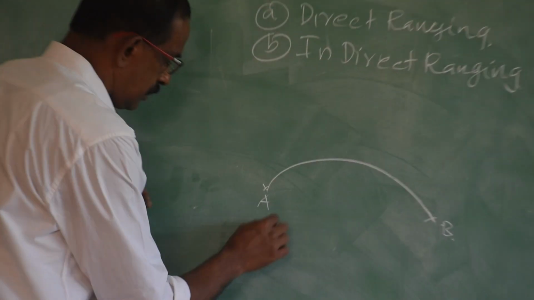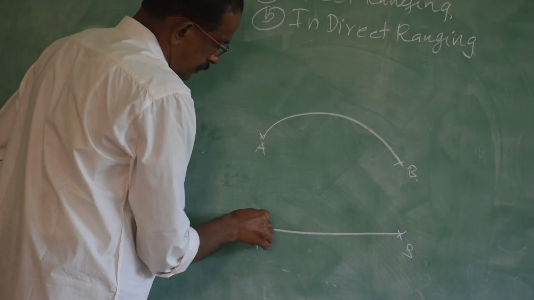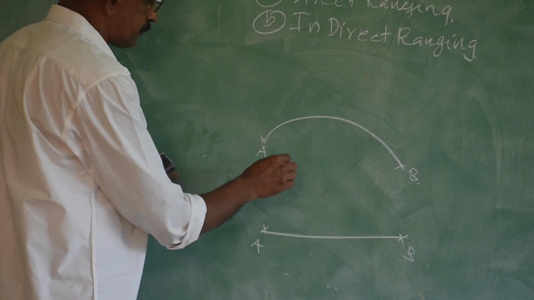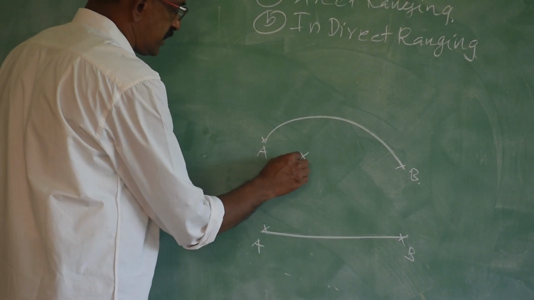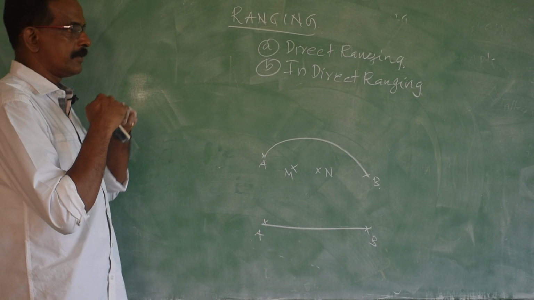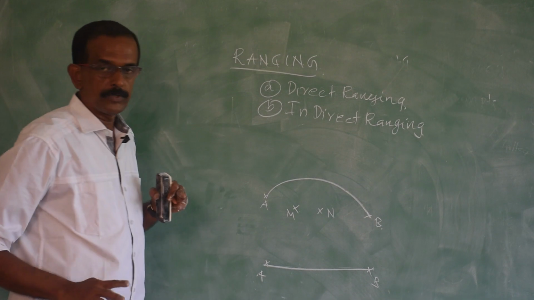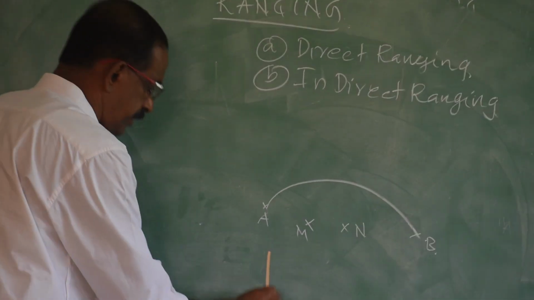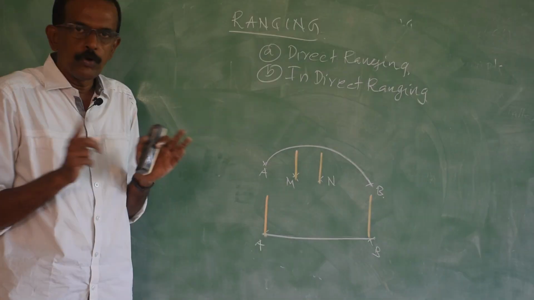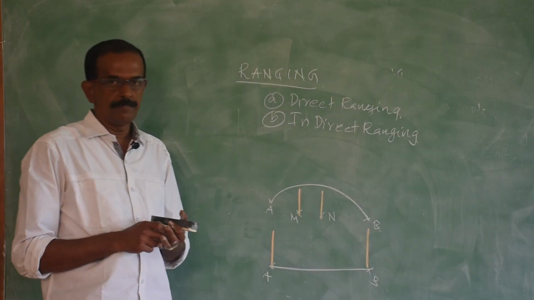The procedure is like this. Now, I will draw the top view of the point A and the point B. This is the straight distance. Now, to mark intermediate points, the procedure is like this. Take 2 points M and N on the side of the hill. So, assume A here, B there, and select 2 points on the side of the hill, M there and N there. Now, keep ranging rods at A, at M, at N, at B.